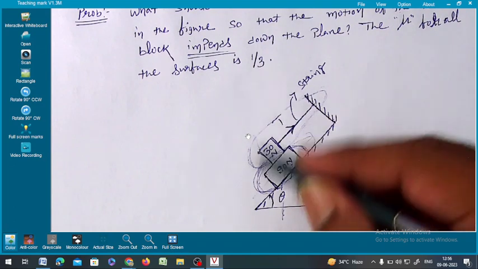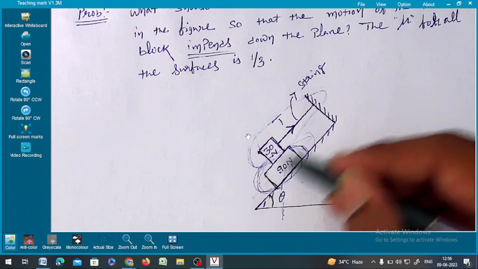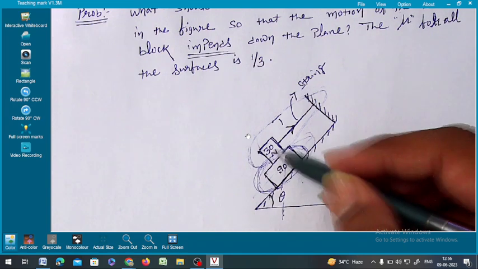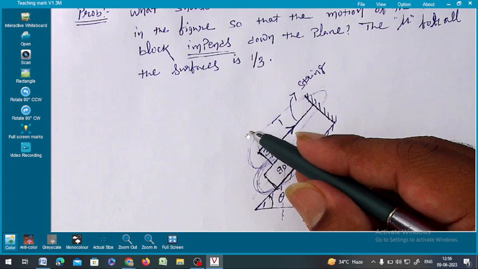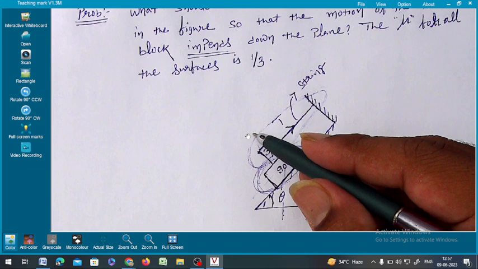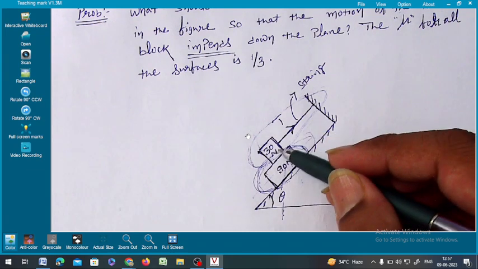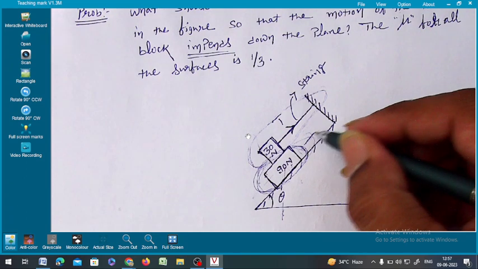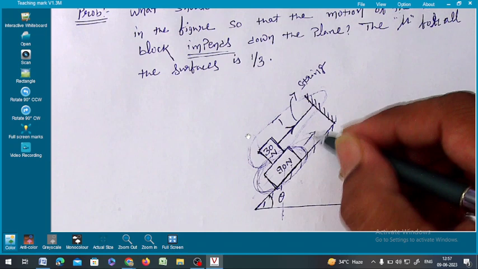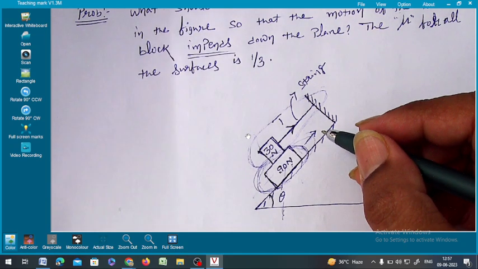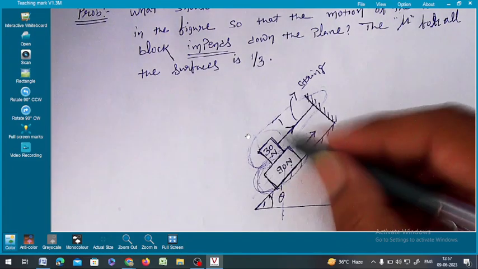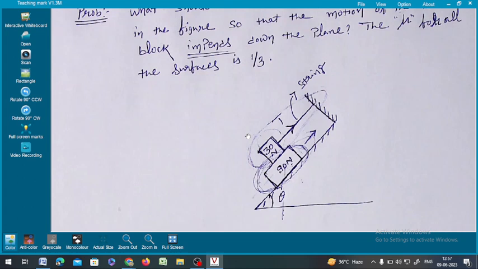Now, when you consider the free body diagram of 30 Newton, you will have one reaction. In which direction? Very simple, this body cannot go upward, so the reaction is upward. Next, what about the frictional force, who will say? For this body, the frictional force will be in this direction. For this body, frictional force direction, who will say?